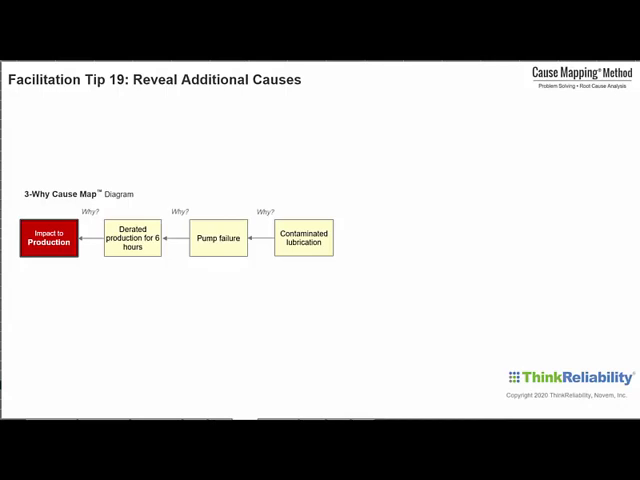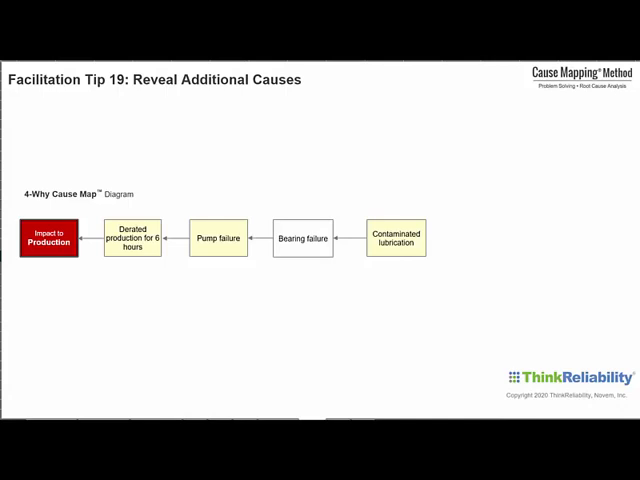Another question is how? How did that cause produce that effect? This is where you're going to add a lot of detail in those linear straight line cause and effect relationships. Looking at this pump failure example, it might be unclear to the unfamiliar reader how contaminated lubrication caused the pump failure. So we want to add a little bit more specificity. We ask the how question: how did contaminated lubrication cause the pump failure? And then it becomes more clear that the contaminated lubrication led to the bearing failure that led to the pump failure. So that's the second question in a linear straight line fashion.